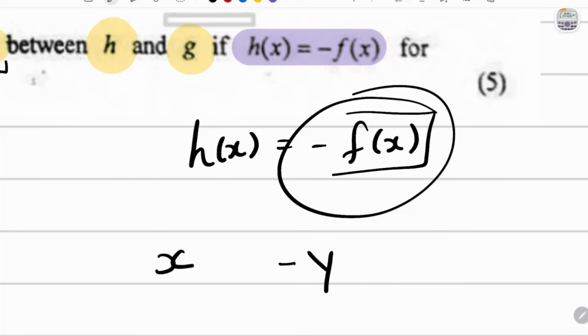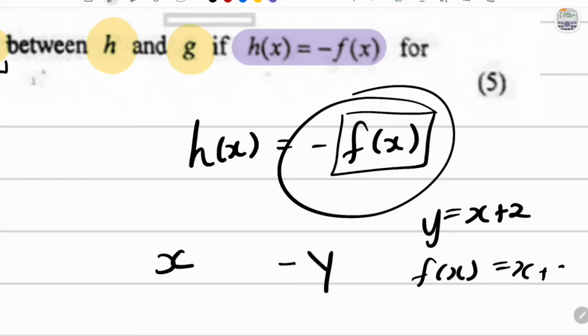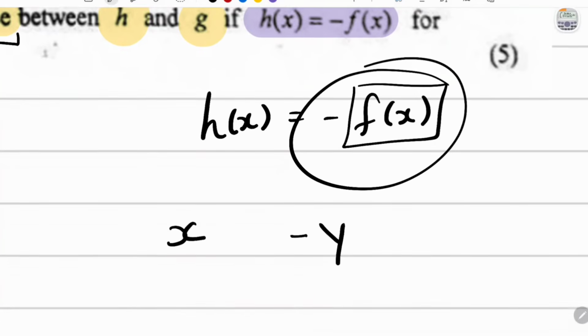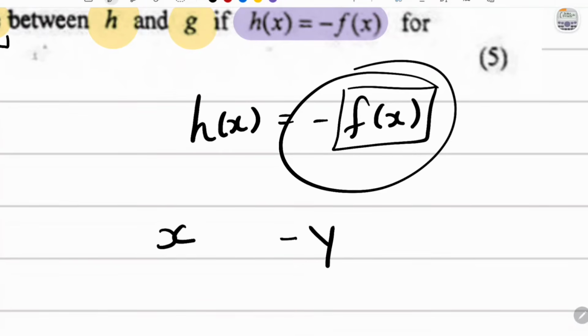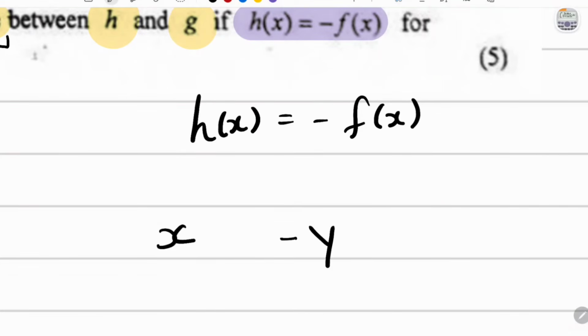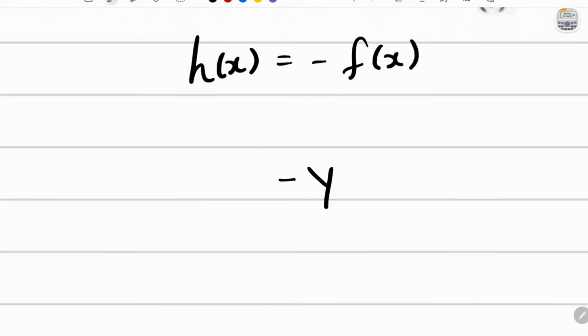Because remember that f of x stands for y, okay? If I said y is equal to x plus 2, and I said f of x is equal to x plus 2, if you graph it, it's going to be the same graph. So y stands for f of x. Okay, so we know that now. And so since y was made negative, this is how it's going to work.